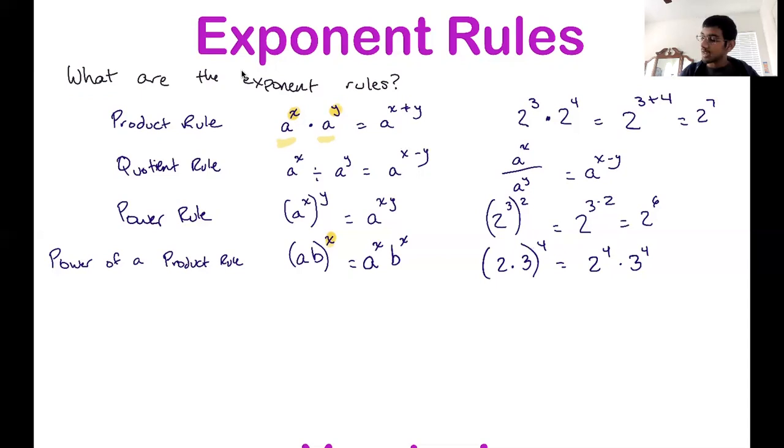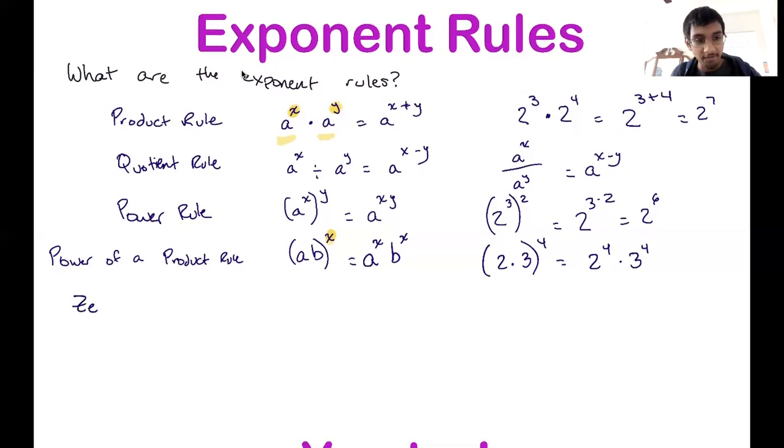Not too bad. The next one is the zero exponent. Now, this is my favorite one. Basically, let's say we have a to the 0. That is going to be equal to 1.